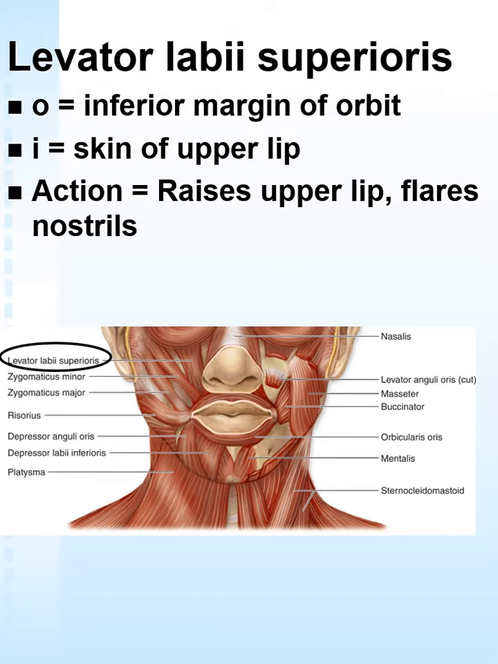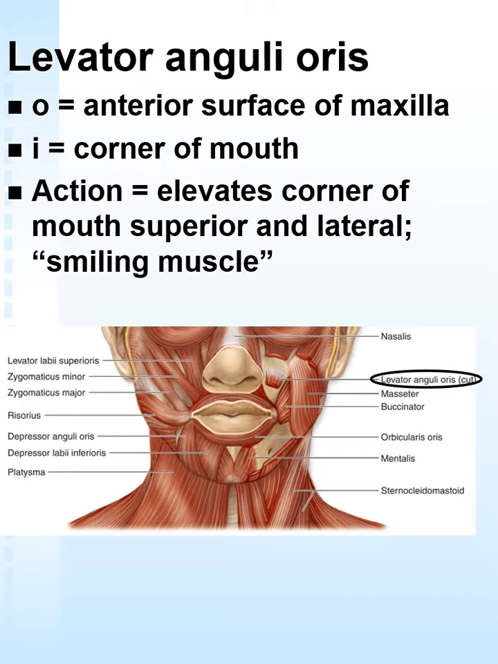The levator labii superioris pulls the upper lip superiorly, and this is used when a person is sneering or snarling. The origin is the inferior margin of the orbit, and it inserts at the skin of the upper lip. The levator anguli oris pulls the corners of the mouth superiorly and laterally, and so this is considered our smiling muscle.